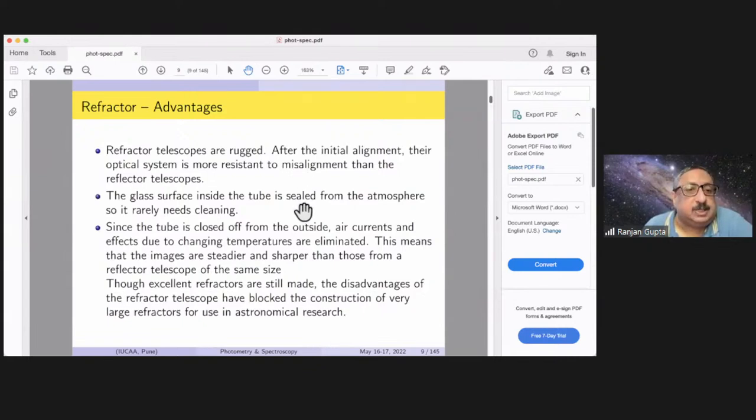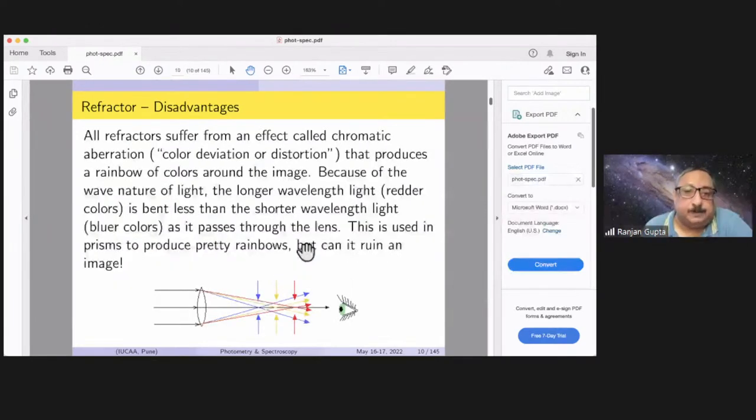Inside the tube, everything is sealed, so you don't need any cleaning from inside. And the air currents inside the dome don't affect it. Whereas that is a negative point when you talk of open type reflector telescopes. I was mentioning about binocular.